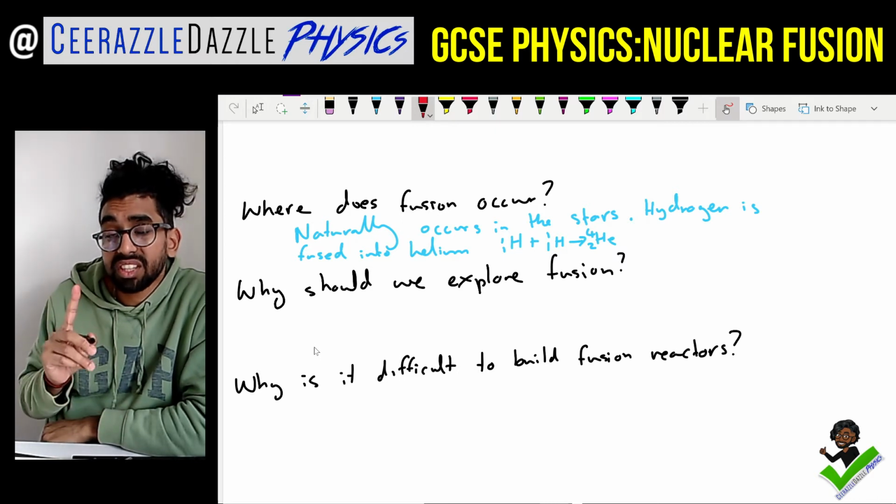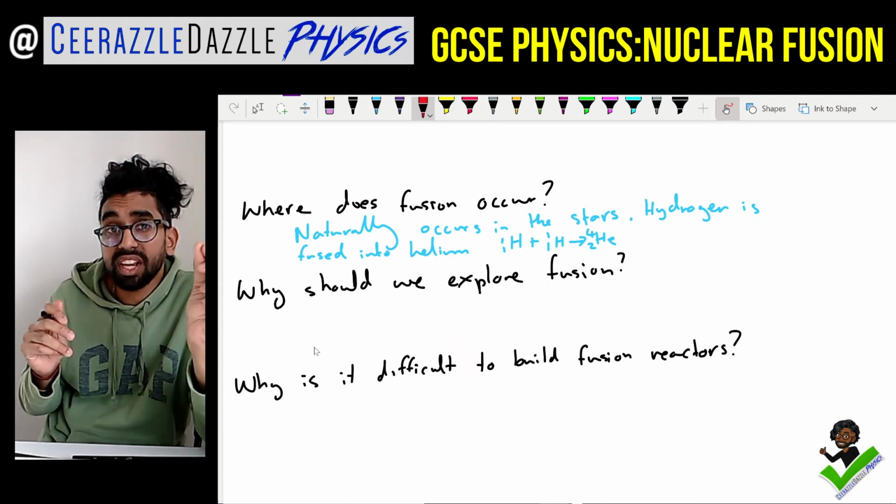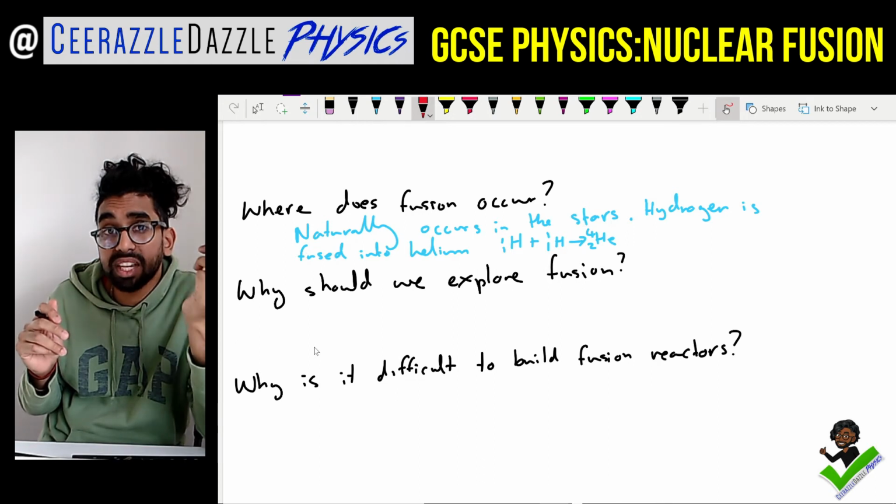But also, a second reason would be that the energy released in fusion is going to be greater than the energy released from fission. So it releases a great amount of energy per kilogram of fuel.